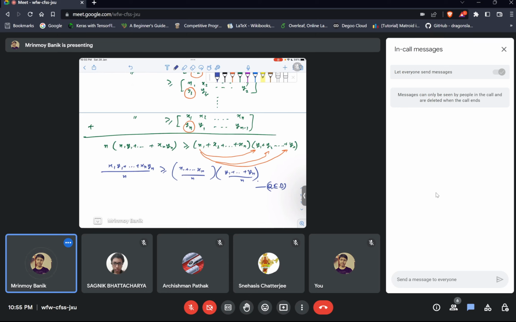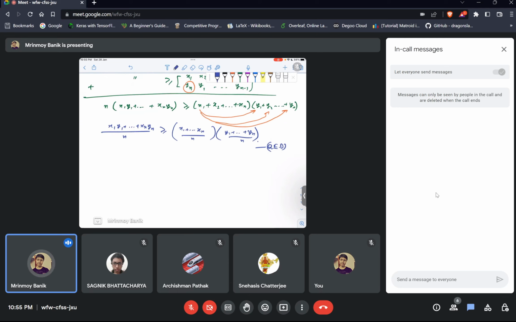So we can use the Chebyshev inequality to prove the QM-AM inequality. Or even you guys can try this at home. So homework 2, prove the quadratic mean arithmetic mean inequality using this Chebyshev.